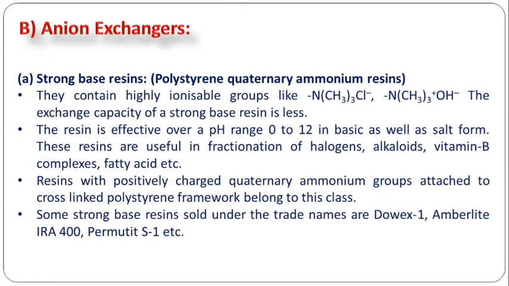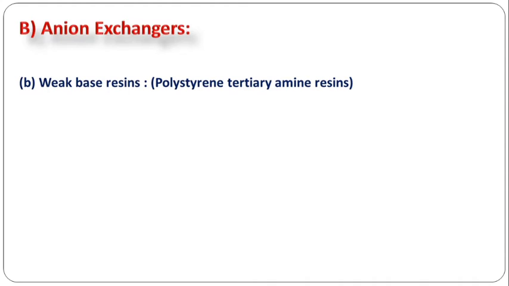These are some commercially available strong base resins. Some strong base resins are sold under trade names like Dowex 1, Amberlite IRA 400, Permutit S1. These are some examples of strong base resins. Now we see weak base resins.